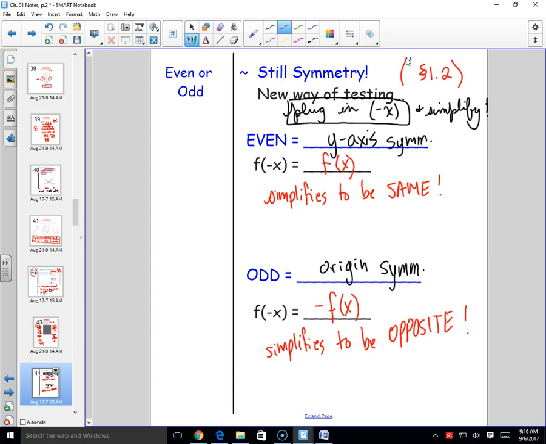What do you mean by simplifies to be the same? What I mean is you always start with an f of x to begin with. So after you plug in negative x, if you simplify it and nothing has changed from the beginning function, it's the same. So let's go ahead and look at some examples. That'll help too. Thanks for the question.